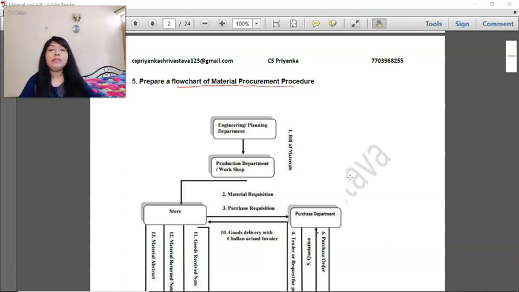In the previous lecture we have already discussed the concept of material cost. Also, we have seen some of the concept of material control, and I hope you have revised the previous lecture. If not, please revise the previous lecture before moving toward this lecture. So, moving ahead, we are going to discuss the chart of material procurement procedure.